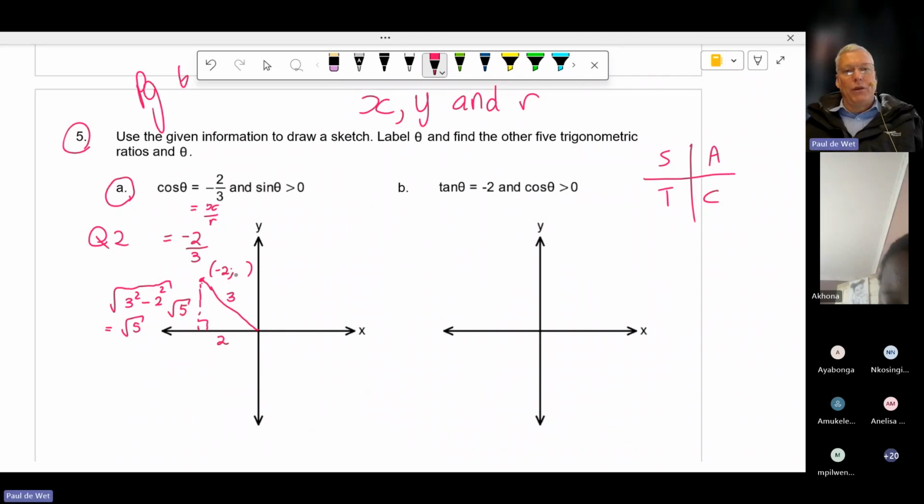Is it positive square root 5 or negative square root 5 if we're in quadrant 2? Well done, it's positive square root 5. Okay, now.